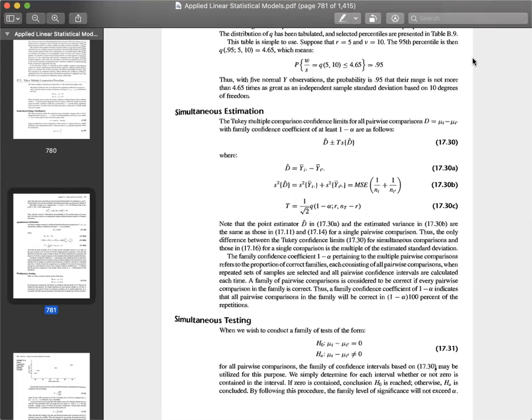The family confidence coefficient 1 minus alpha pertaining to the multiple pairwise comparisons refers to the proportion of correct families, each consisting of all pairwise comparisons, when repeated sets of samples are selected and all pairwise confidence intervals are calculated each time. A family of pairwise comparisons is considered to be correct if every pairwise comparison in the family is correct. Thus, a family confidence coefficient of 1 minus alpha indicates that all pairwise comparisons in the family will be correct in 1 minus alpha times 100% of the repetitions.